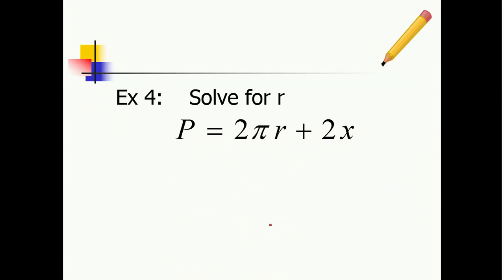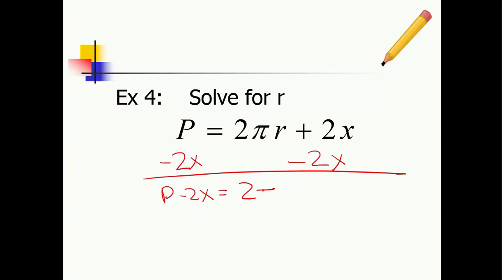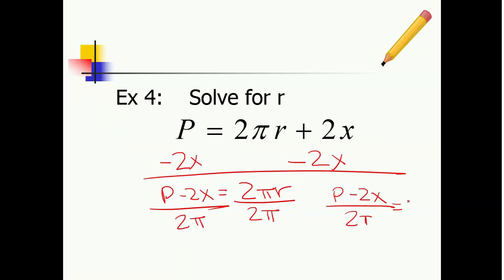Let's try this one. We need to solve for r. Notice, there's a lot more stuff going on in this one, but don't worry, it's going to be okay. First thing, let's get this 2x out of there. There's nothing going on with it, so let's subtract 2x from both sides. And I'll have p minus 2x equals 2 pi r. Okay? Just like we had 2 pi r with our circumference formula, I'm going to divide by 2 pi. Whoops! So I'm going to have p minus 2x all over 2 pi equals r.